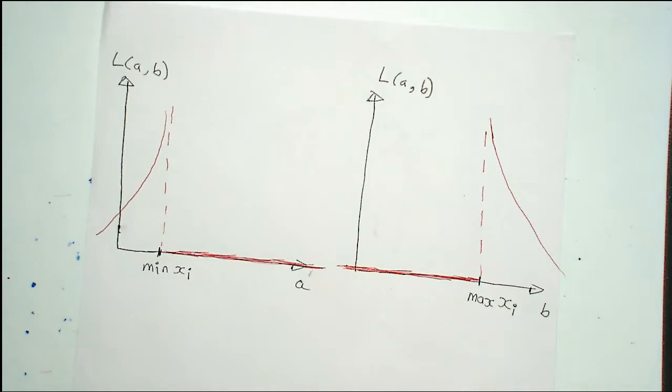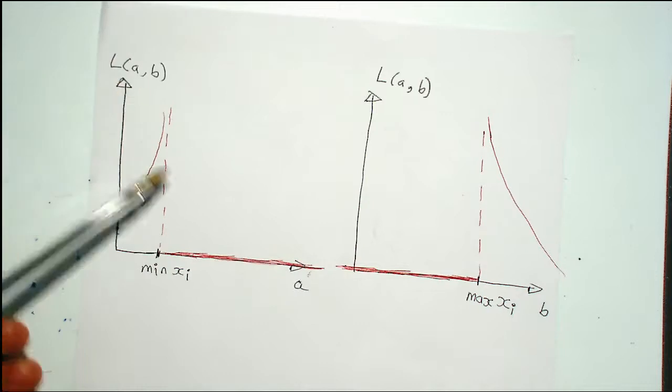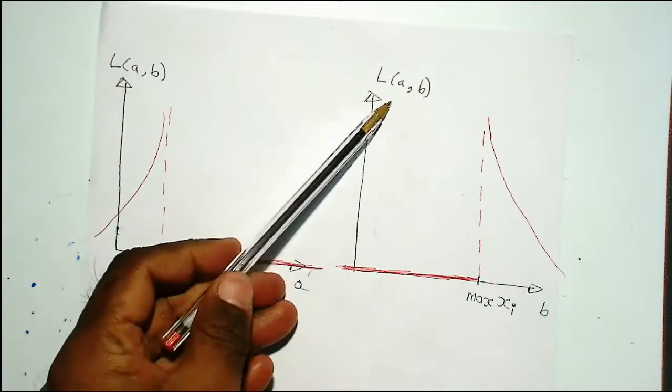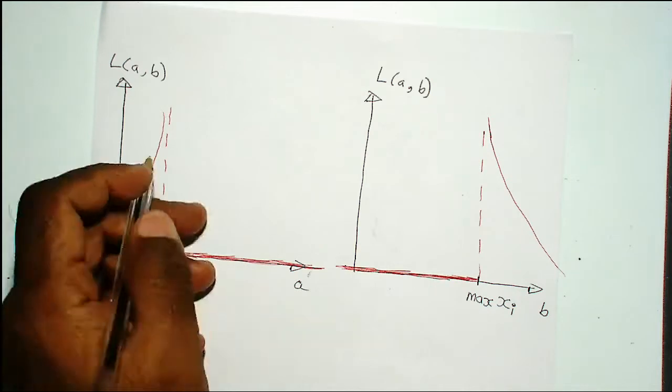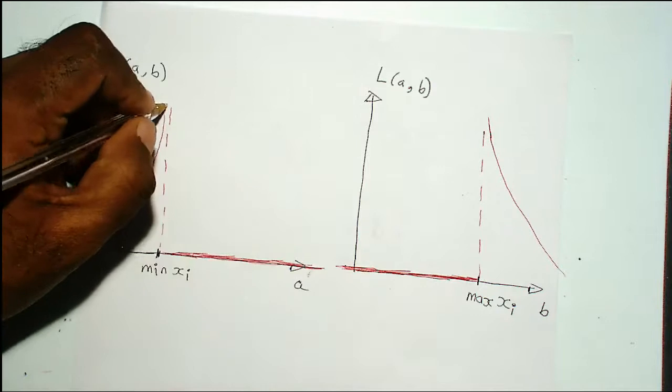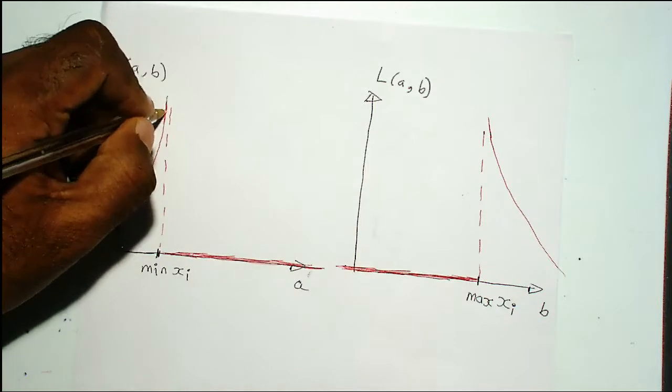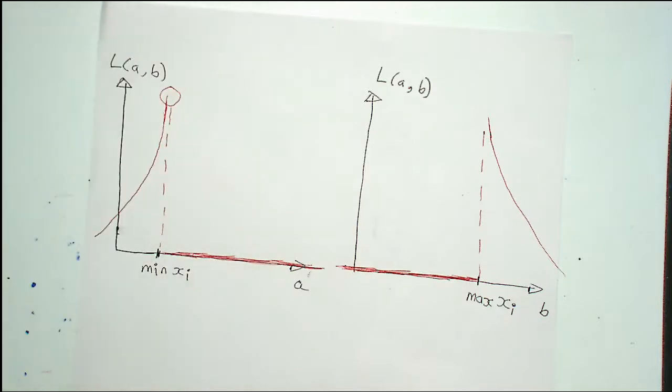Is that clear, guys? So the graph of the likelihood versus A looks like this, and the graph of the likelihood versus B looks like this. Now, to answer the question: what is the MLE for A and what is the MLE for B? Remember, the principle of maximum likelihood says the MLE for a parameter is where the graph attains the largest value. This graph attains the largest value at this point, and this graph attains the largest value at this point.